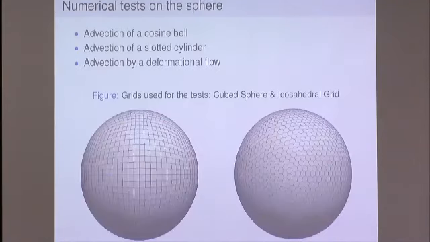So now we are going to numerical tests. We have tested this idea on two grids on the sphere: a cubed sphere and an icosahedral grid. We have made an advection of a cosine bell and of a slotted cylinder around the equator, and then an advection test of this deformation flow, which was shown in the talk before.